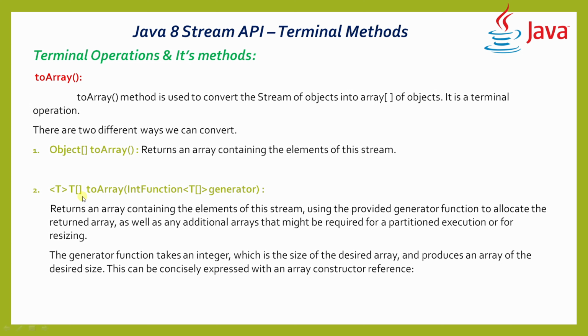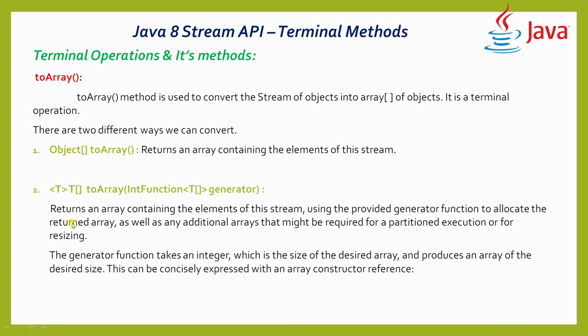Here, in the generic version, T is any custom type like String, Integer, Person, Employee, Organization, Bank, anything. And it takes an IntFunction. Here the IntFunction is the generator function. The generator function takes an integer, which is the size of the array, and produces an array of the desired size.